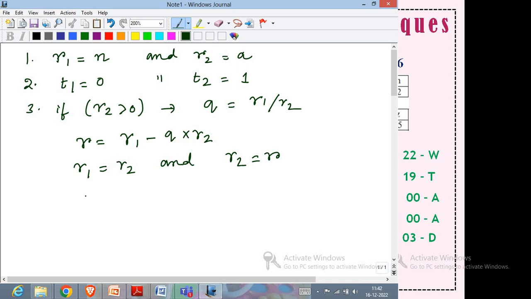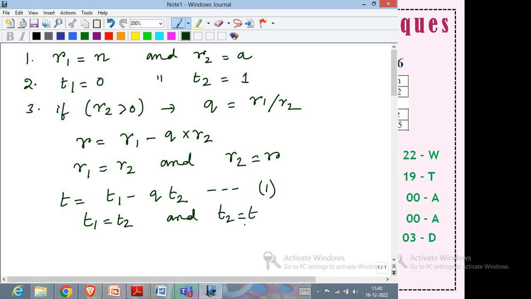Along with this, we will also calculate T, which will be T1 minus Q into T2. Very important step. This one equation that I have referred to is very important, because based on this only we will find the T, or the multiplicative inverse. So T is this, and after this step, T1 will be updated by T2, and T2 should be updated by T.